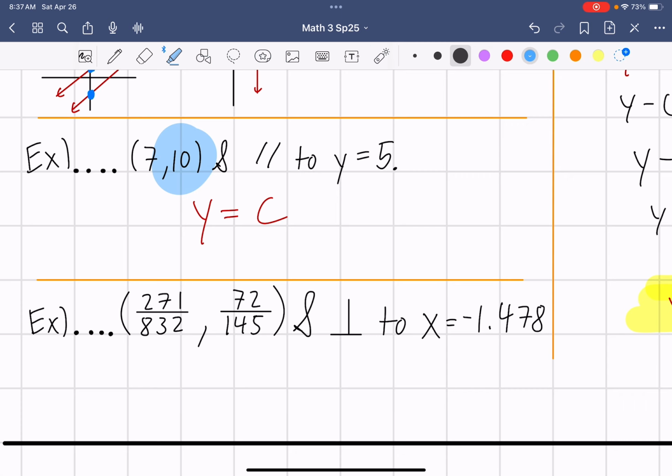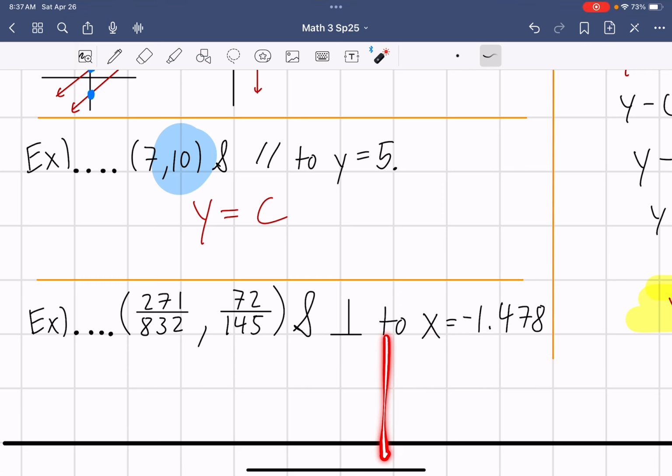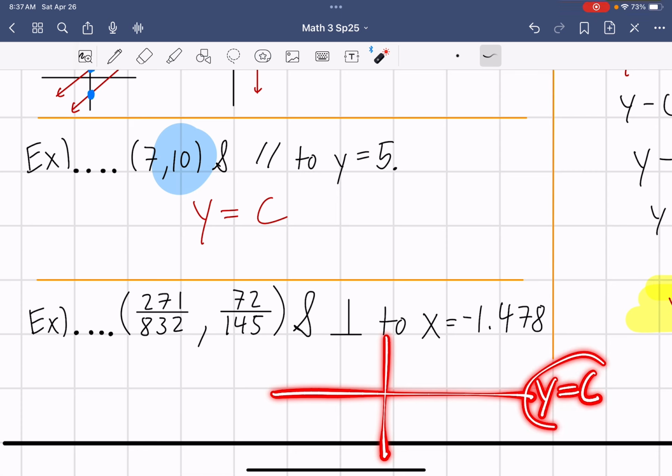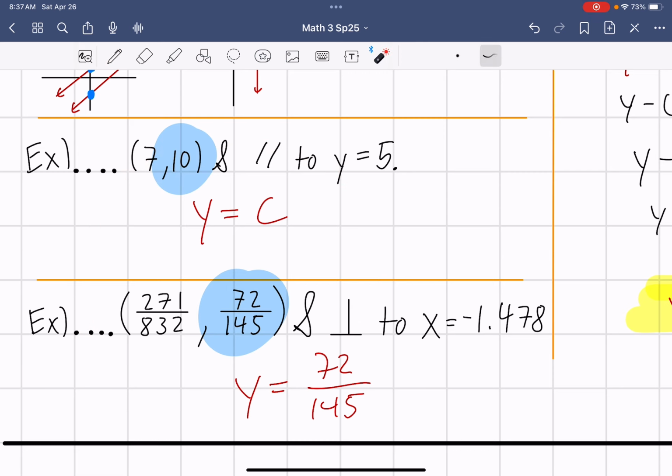Now the next example is I'm looking for something that's perpendicular to this given line. But when x is equal to a constant, that makes a vertical line. So what's perpendicular to that? A horizontal line. Once again, for horizontal, all I need is y equals c. If I needed a vertical line, it would have been x equals c. But all I need to do is look at the y coordinate, and that's going to be y is equal to 72 over 45. And I like these examples this way because it makes the problem seem like it's going to be really difficult.